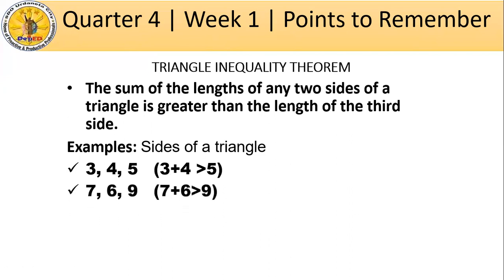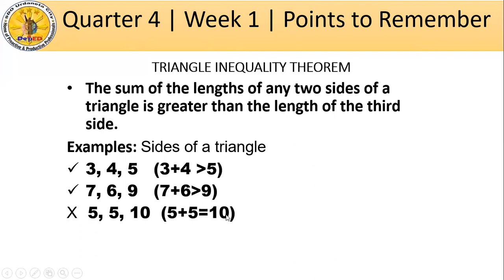How about number 2? 7, 6, and 9. We add 7 and 6, it's equal to 13, which is greater than 9. So this could also be possible lengths of the sides of a triangle. Now this time, why do you think that this is wrong? It could not be a possible measure of the sides of a triangle. Because if we add 5 and 5, it is equal to 10.